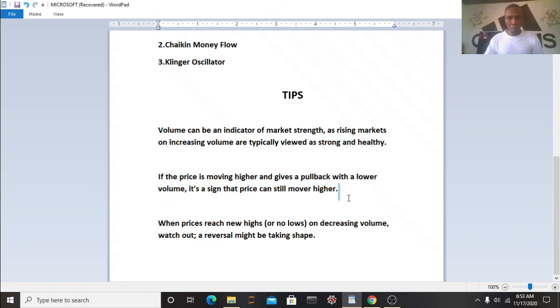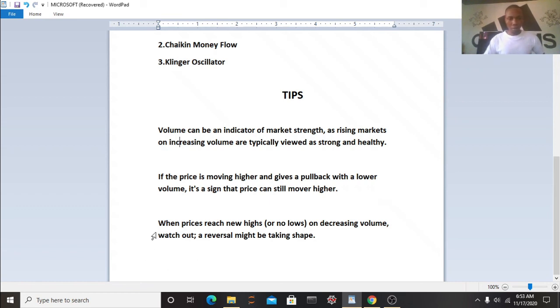Now, for the next one, I say that if price is moving higher and gives a pullback with a lower volume, it's a sign that the price can still go up. This is what I just explained before. Let's say for example a coin starts going up and it goes down a little. That's a little pullback, and the price still went above it. That means it doesn't go below the previous low.